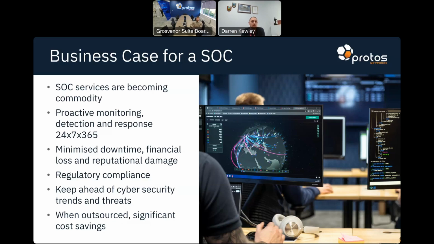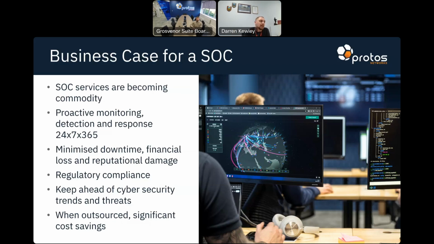Having a SOC also helps you keep ahead of cybersecurity trends. For example, this week there's a critical vulnerability in VMware ESXi. We sent out a SOC bulletin, and we know what that looks like, and there will be correlation rules to try and detect it. So it's keeping ahead of that, with the SOC preparing you, letting you know, and advising you on new tools.